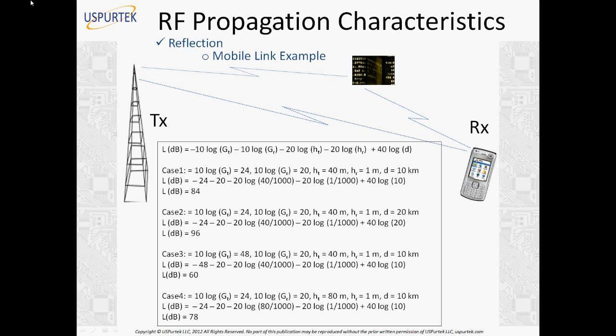In case 4, your gain remains the same, but your height increases. We double the height of the transmit antenna from 40 meters to 80 meters. Now the power loss is 78 dB. It's reduced by 6 dB.